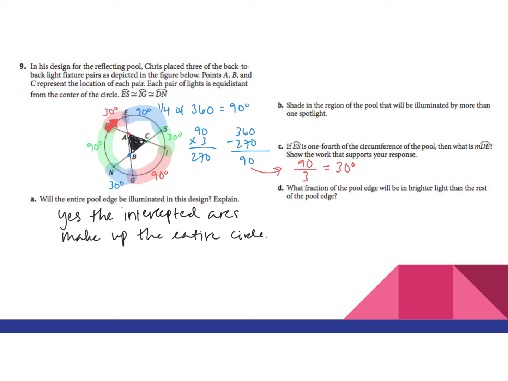So we're really looking at all three of these pieces right here, all of those smaller arcs, the 30, 30, 30. So really, we're taking 90 degrees and dividing it by our whole. We're taking the part divided by the whole, which is 360. So think about this. When we reduce that, that gives us 1/4. So 1/4 of the pool will be brighter in light than the rest of the pool's edge.